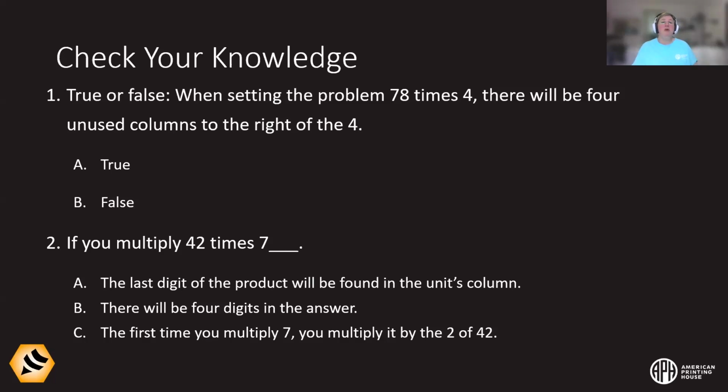And the first time you multiply the 7, you don't multiply it times the 2 in 42 when we are using the abacus. You would be multiplying it times the 4 first.